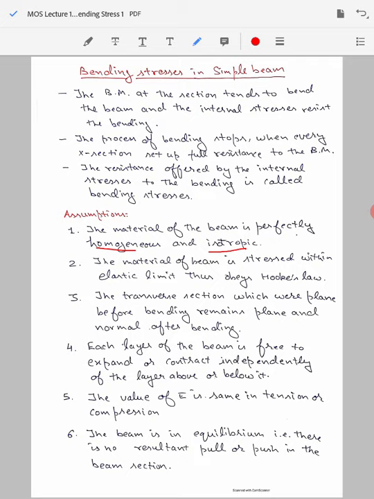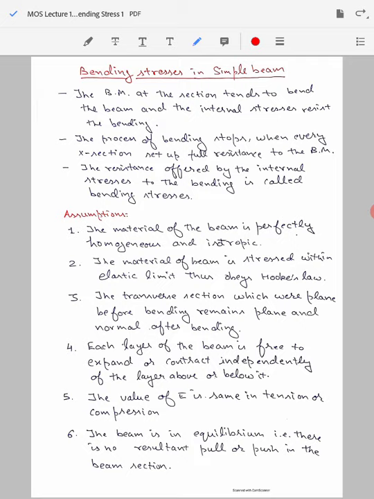Besides, it is isotropic. That means the property of the material doesn't vary with direction. That means along the x, y and z, all three directions, the material properties such as modulus of elasticity will remain the same.